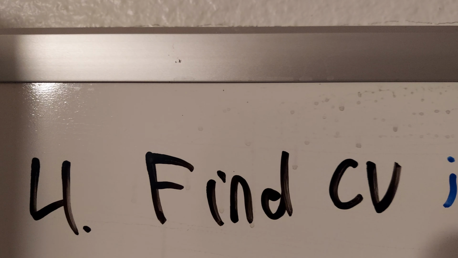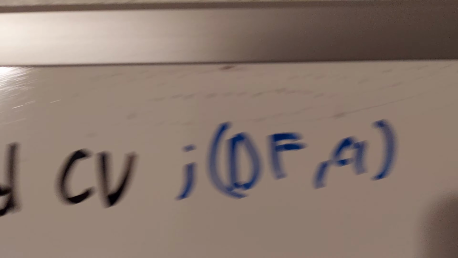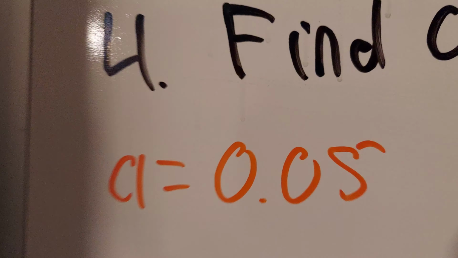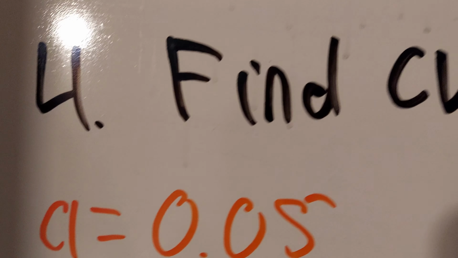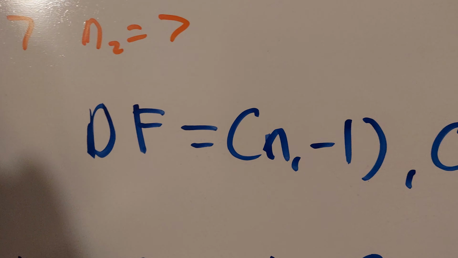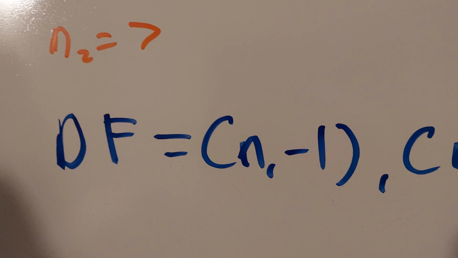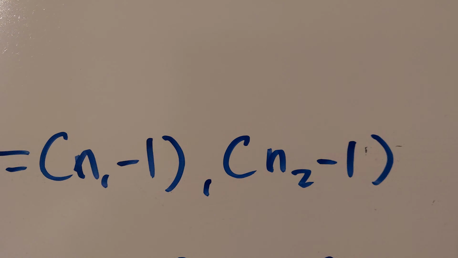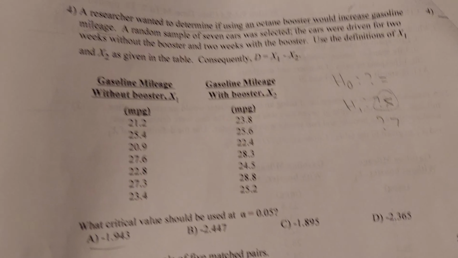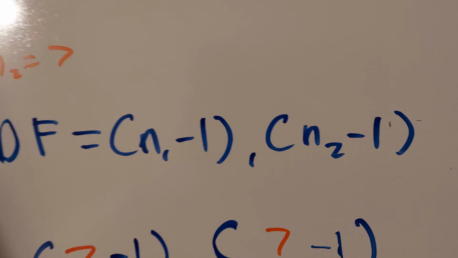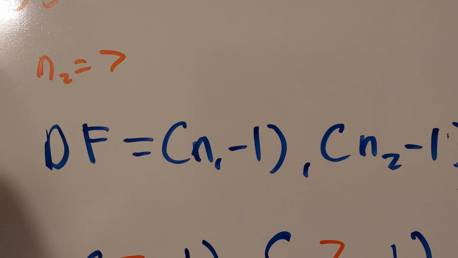So number 4, we're going to find a critical value, as it states. And to find a critical value, we're going to need degrees of freedom and alpha. Now, our alpha is just going to be 0.05, as seen right there. Now, our degrees of freedom is going to be a little bit different. We're going to need n1 minus 1 and n2 minus 1, since we're dealing with two sets of data right here. And we're going to pick out the minimum of these two.